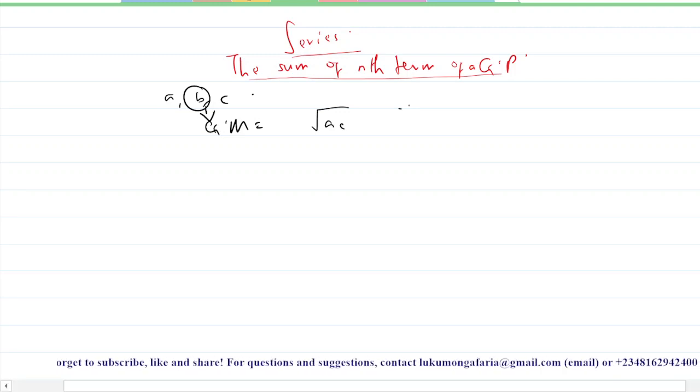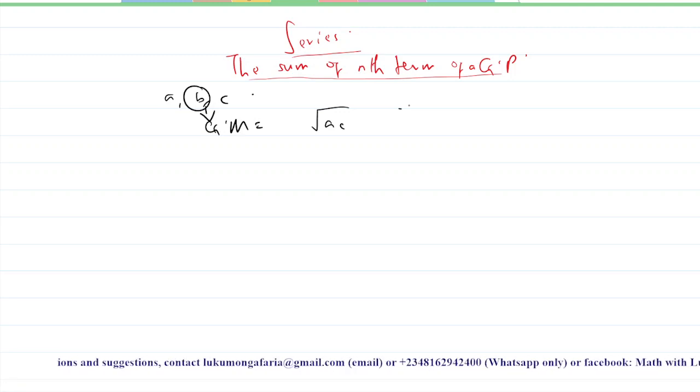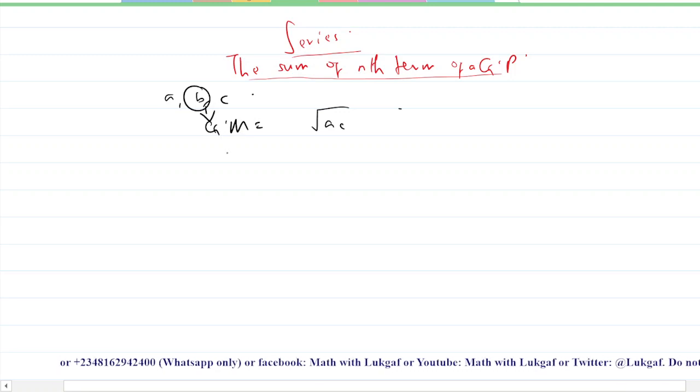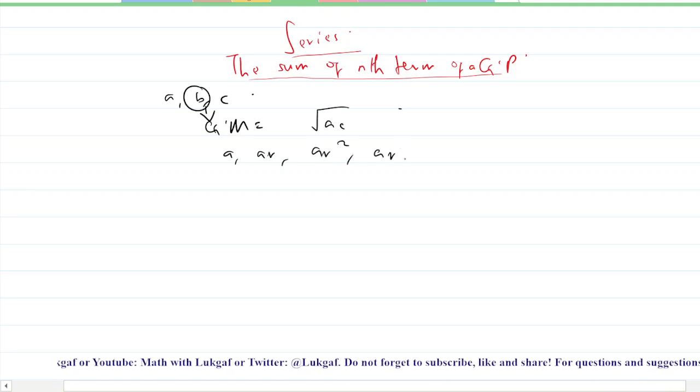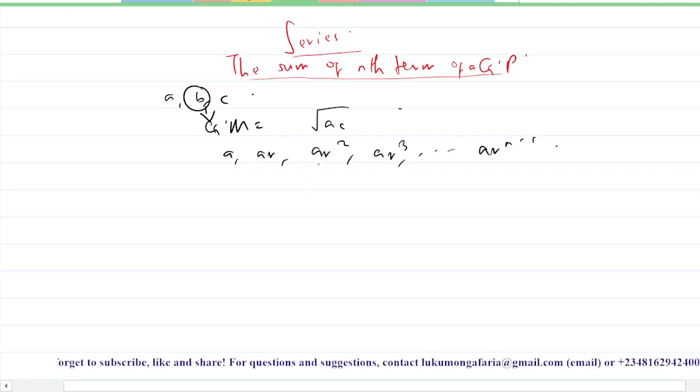Recall when I explained the sum of nth term of an arithmetic progression, I emphasized that a series is the sum of a sequence. Recall that the general terms of a geometric sequence are A, AR, AR squared, AR cubed, up to AR^(n-1). You understand now? This is a sequence, indeed a geometric sequence. So series is the sum of a sequence.